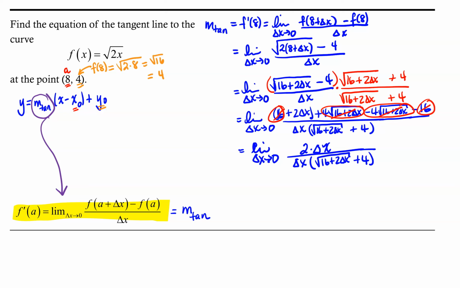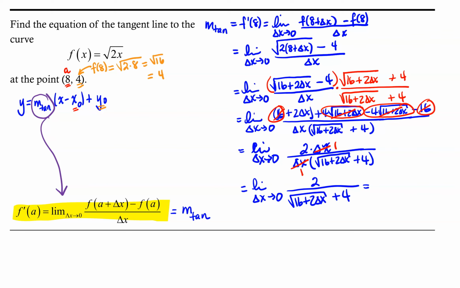And now I have a factor of delta x in both numerator and denominator, so those will divide out. And note that this is now eliminating the issue of a 0 in the denominator. So we have the limit as delta x approaches 0 of 2 over the square root of 16 plus 2 delta x, plus 4. And at this point, I'm ready to consider how this function behaves as delta x goes to 0.